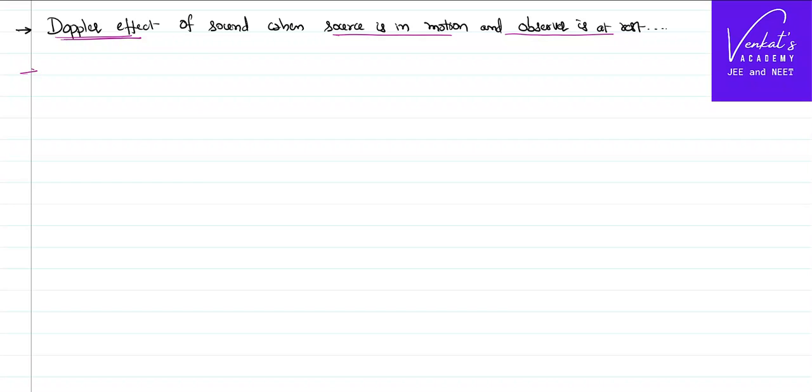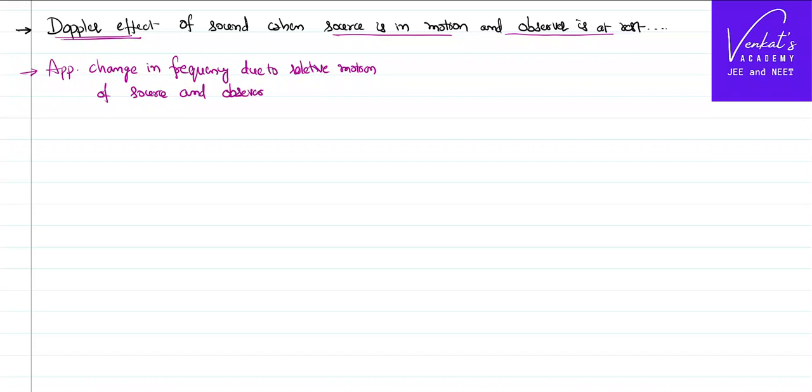What is it? Doppler effect is the apparent change in the frequency due to relative motion of source and observer. Let us understand a few things here. First of all, it is not the change, it's an apparent change.